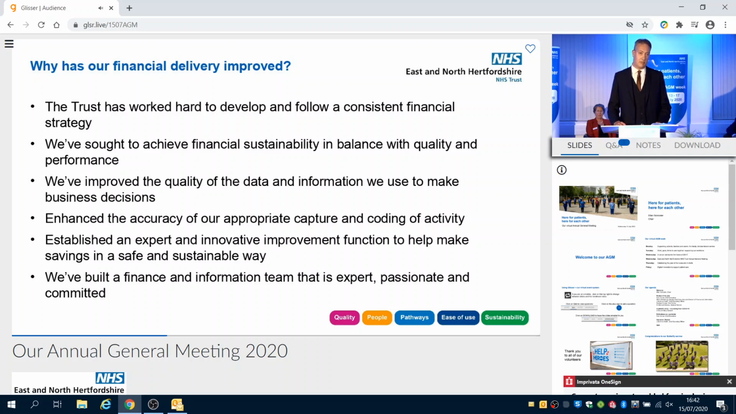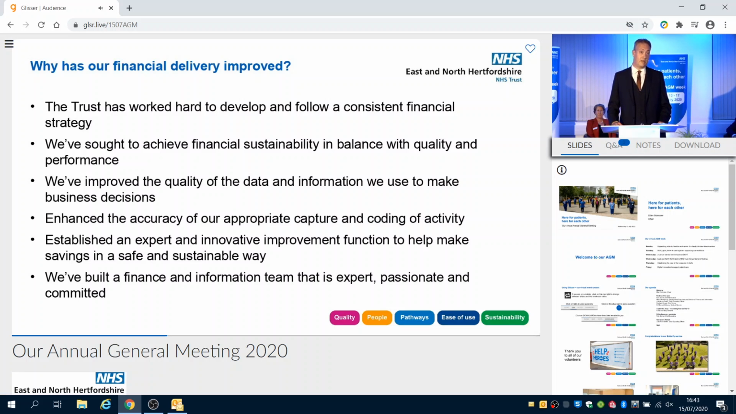That's something that's really important, because there's a truism, I think, in the NHS that very often organisations that manage their money well deliver good quality, and vice versa. We've also spent a lot of time and effort in really improving the quality of the data and the information that we use to make our business decisions. And part of that has also been about appropriately capturing and coding the activity that we deliver in the trust on a day-to-day, month-by-month, year-by-year basis.